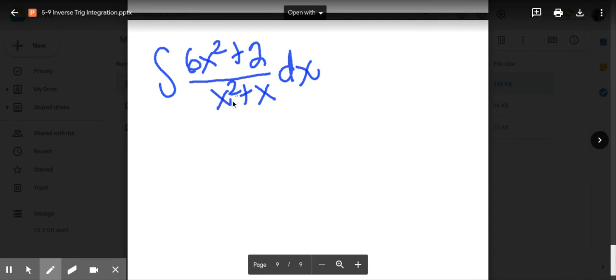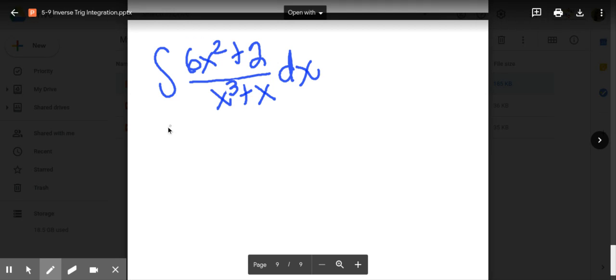I noticed that the derivative of the bottom is 2x plus 1. Oh, I had x cubed. Sorry, that makes a big difference. That was supposed to be x cubed plus x. So if you notice, the derivative of the denominator is 3x squared plus 1. And notice your numerator, 6x squared plus 2, is just double that. So notice my derivative of my denominator is in my numerator.